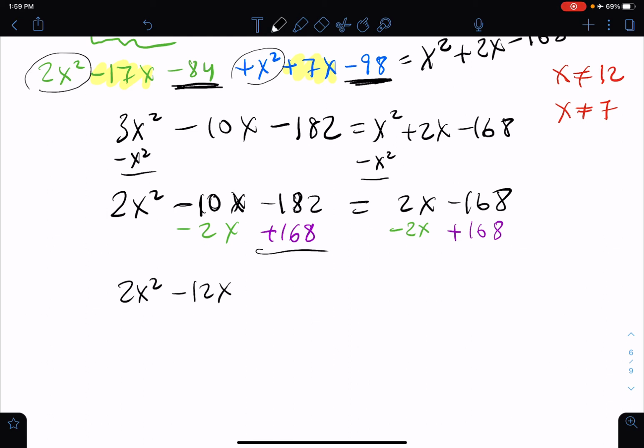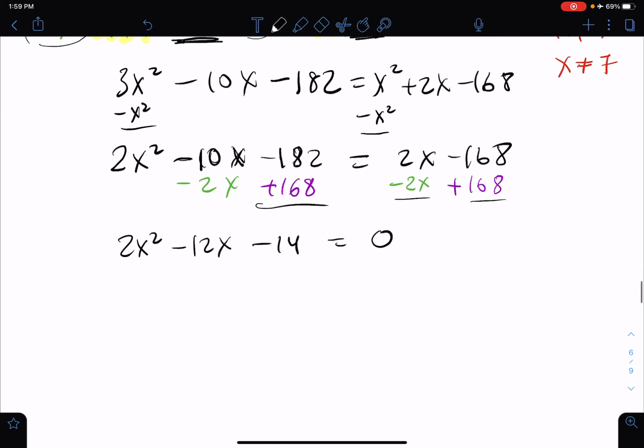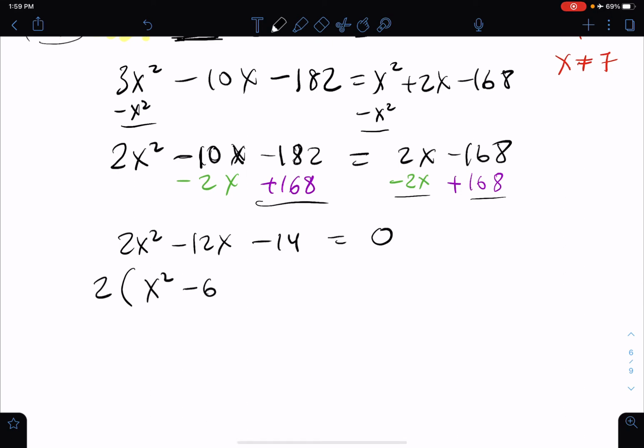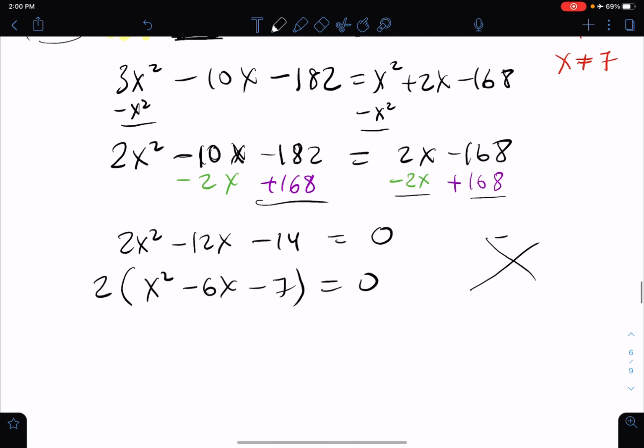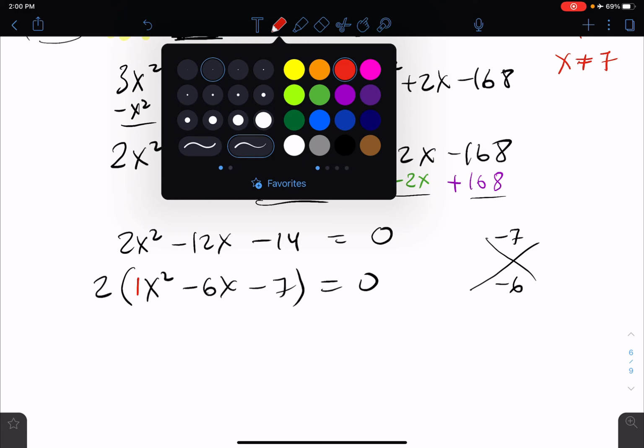Add those together and we get a negative 14, and we get this beautiful 0 on the right-hand side. Now we've got to factor that. You can factor that as a harder factoring problem, but you could also save some time realizing that there's a common factor of 2, which makes it an easier factoring problem. We say what two numbers multiply to negative 7 and add to negative 6. And once again, it's an easier factoring problem because the leading coefficient is 1.